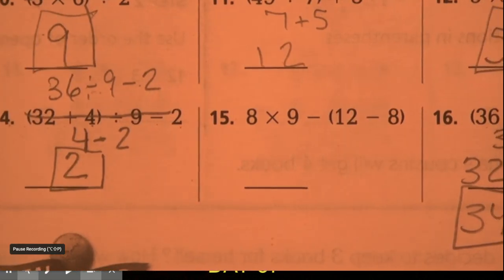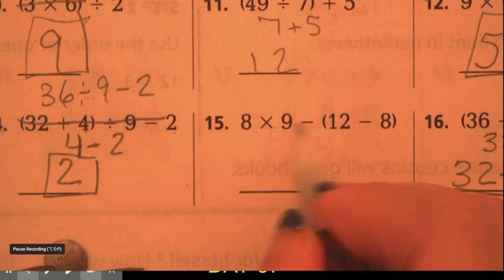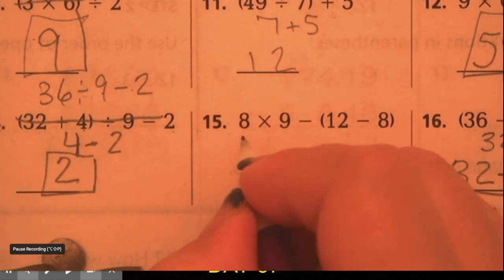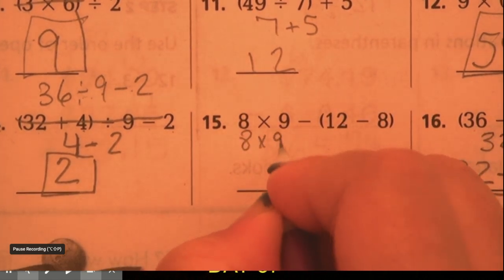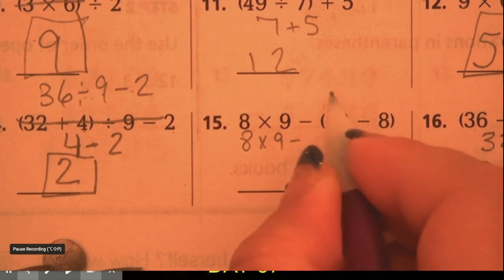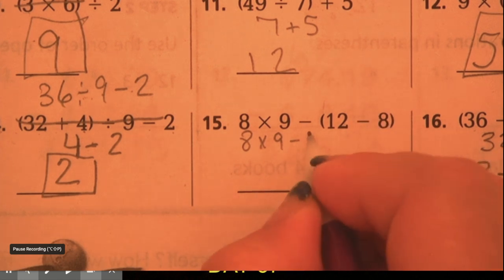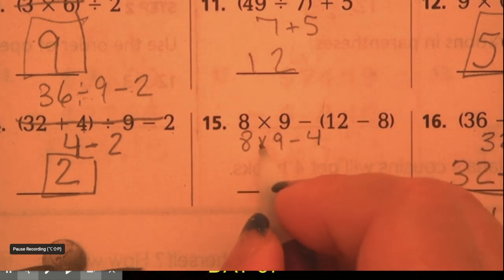And number 15 is we have this. Can't do that first because I see parentheses. So you just rewrite this. Now, everything inside the parentheses is getting solved, which is a 4. 12 minus 8 is 4, so just rewrite 4. Now I have 8 times 9 minus 4.